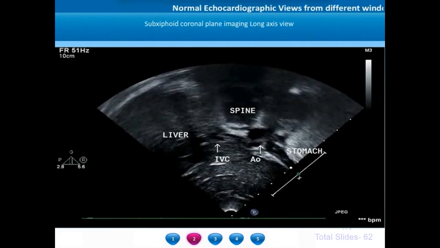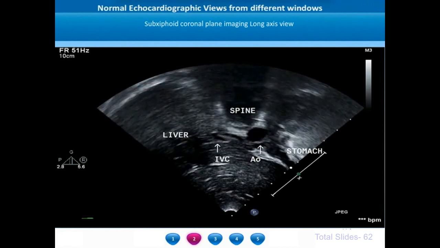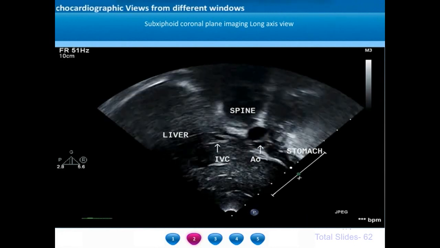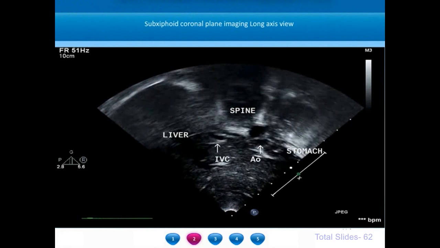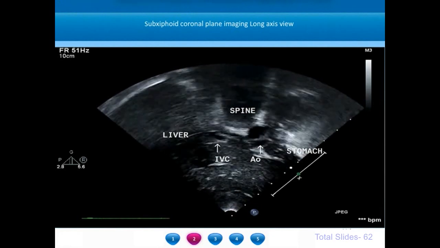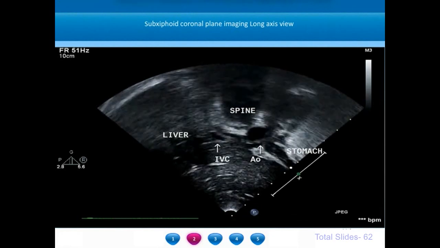The first view to start will be from the Subxiphoid view. We invert the image because this will correspond to the anatomical view of the heart. So this will also be called anatomical imaging.